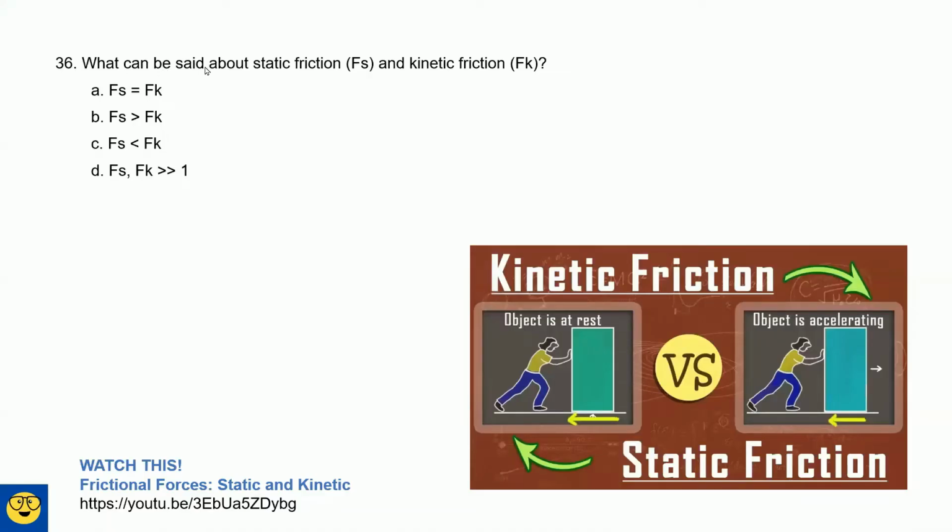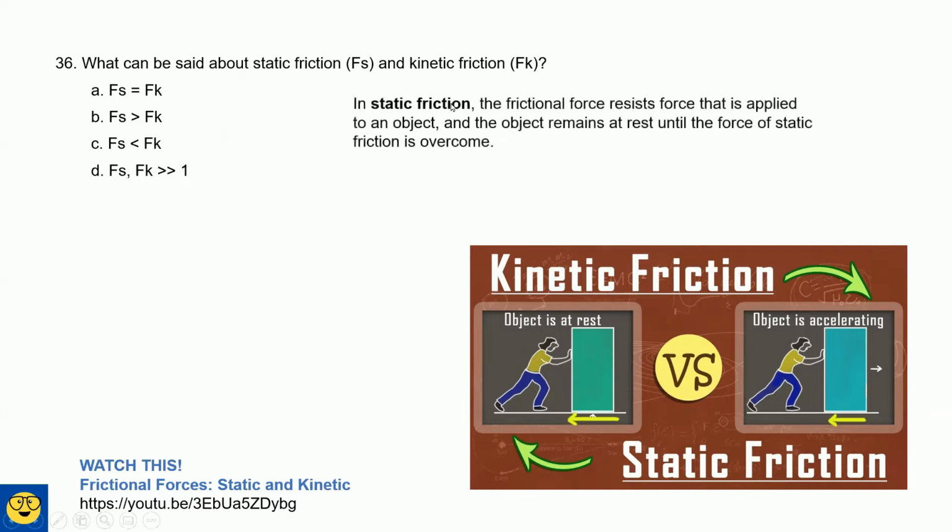Number 36, what can be said about static friction and kinetic friction? Sabi dito, in static friction, the frictional force resists force that is applied to an object, and the object remains at rest until the force of static friction is overcome. So yung example dito sa picture, meron tayong object at rest, or hindi pa gumagalaw. And then yung person nag-e-exert siya ng force. And then yung static friction, which is represented by this yellow arrow, is the friction force that resists the motion or the force na binibigay nitong person.